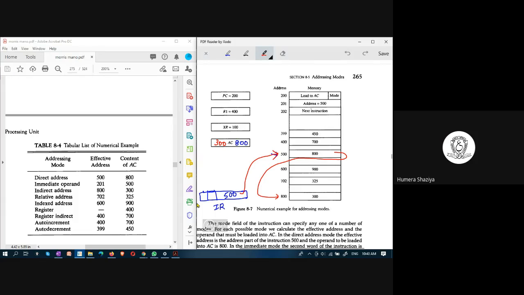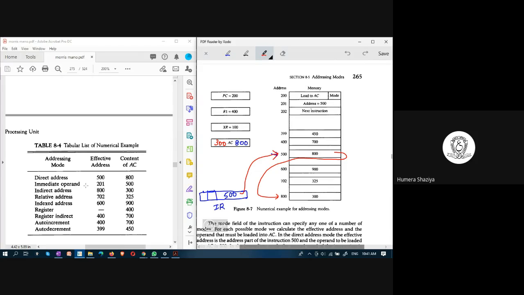Now this is indirect address. Do you understand direct address and indirect address with numerical examples? Yes, ma'am. Okay. Now relative address. What is relative address? The content of PC is incremented and added to the address part of the instruction. Very good. That is relative address.